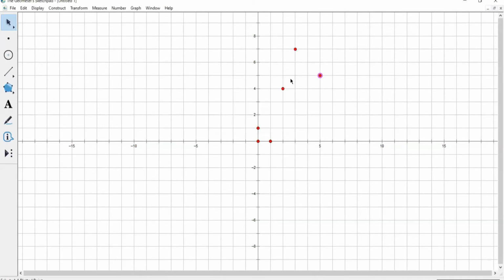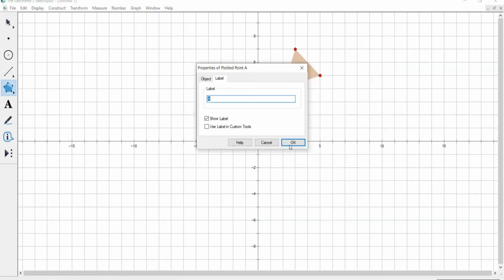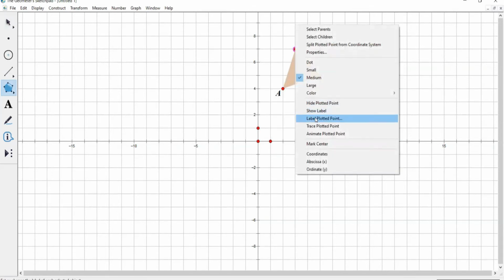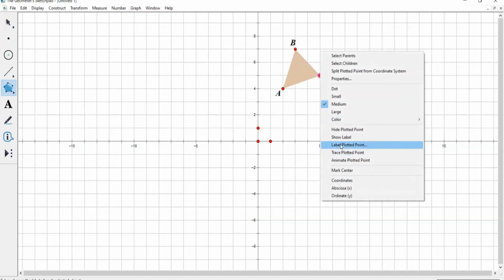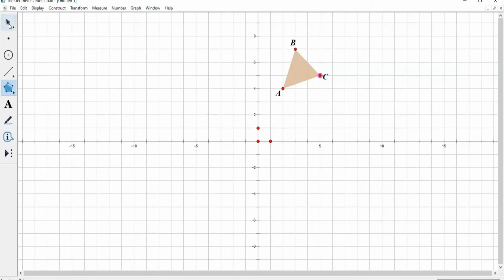Now we're good. So now this is triangle ABC, right? This is triangle ABC. I'm going to label these points. I just want to label the plotted points, label as A, label as B, label as C. So now that is triangle ABC.